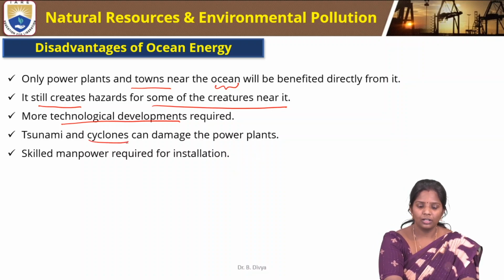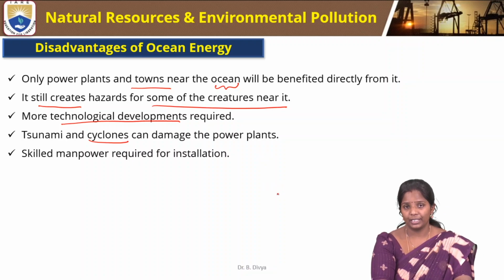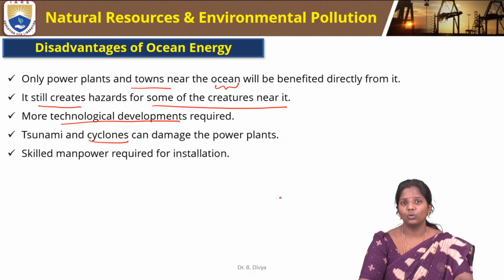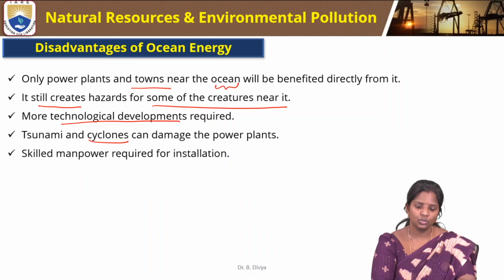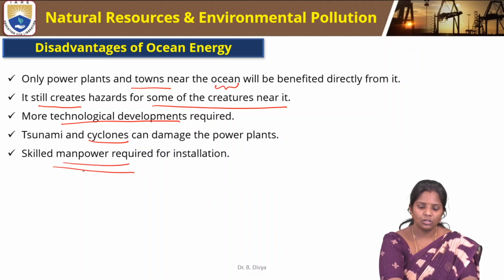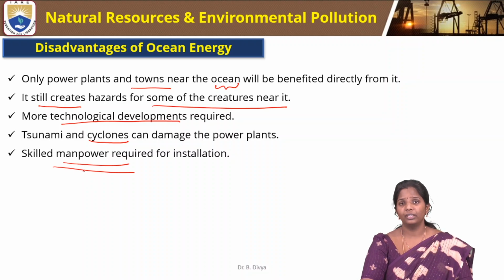And tsunamis or cyclones can damage the power plants. Constructing these power plants nearby the ocean is always dangerous because of tsunamis and cyclones. Why? There is always scope for tidal waves to throw back into these power plants during tsunamis or cyclones. Also, skilled manpower is required for installation of these power plants.